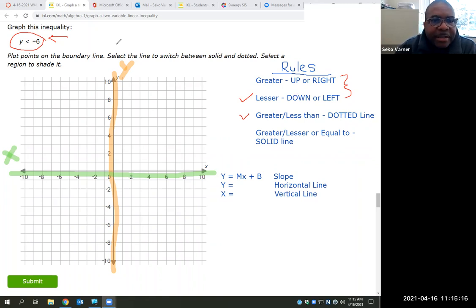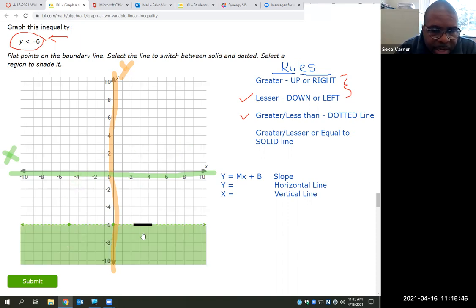So using IXL, I'm going to go on the y-axis to -6 and place my first point. I'm just going to move to the side so I can make the line. Now what type of line should it be? It should be a dotted line, so I click here where you see those 3 rectangles, and now it makes it dotted. And where should I shade? It says I should shade down or to the left. So I'm going to shade down. Now I've shaded down and I have a dotted line. Let's see if I'm right.